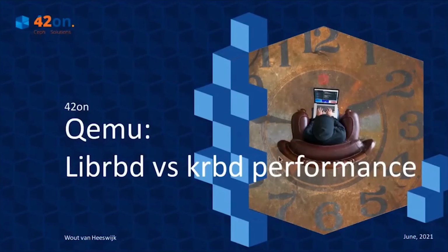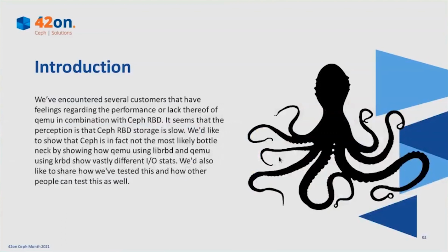Several customers have asked these questions, and a lot of times it is formulated as a feeling of slowness. So I feel like librbd is slower than krbd, or I feel like this workload is slower than that workload. So we set out basically to see how we can show these differences.